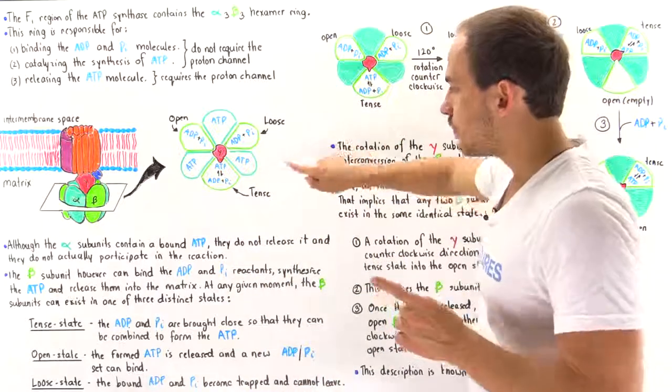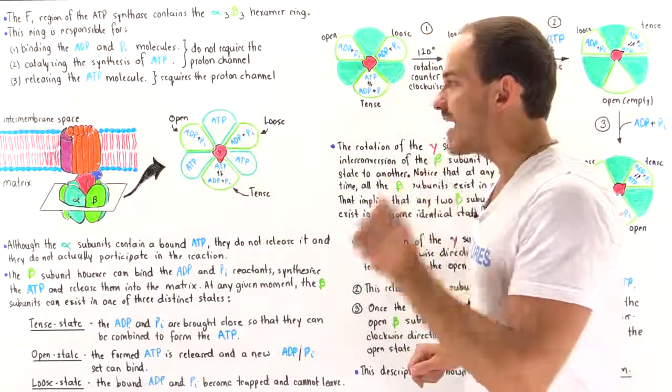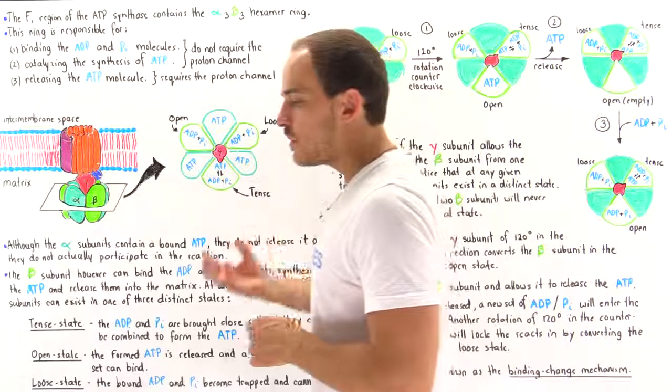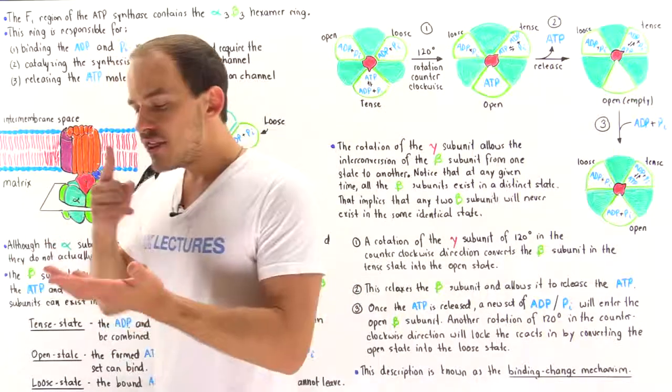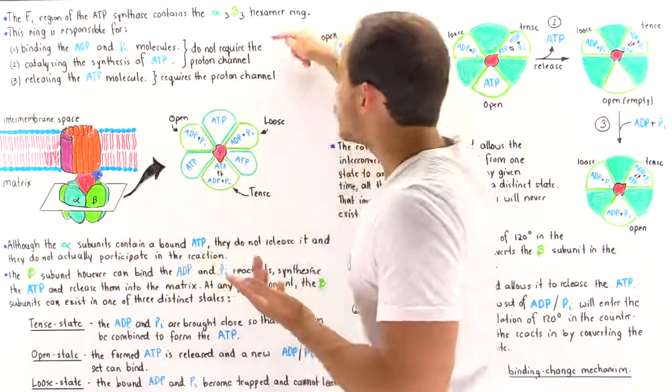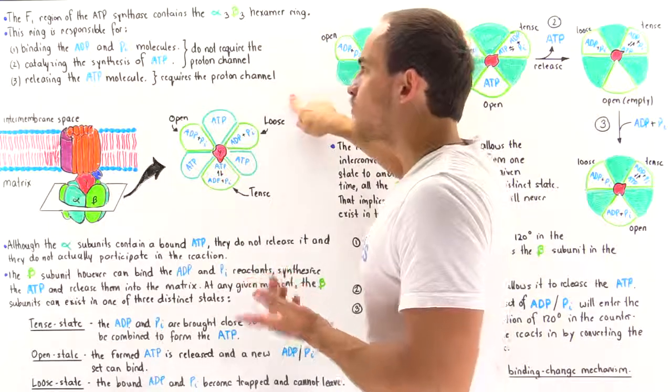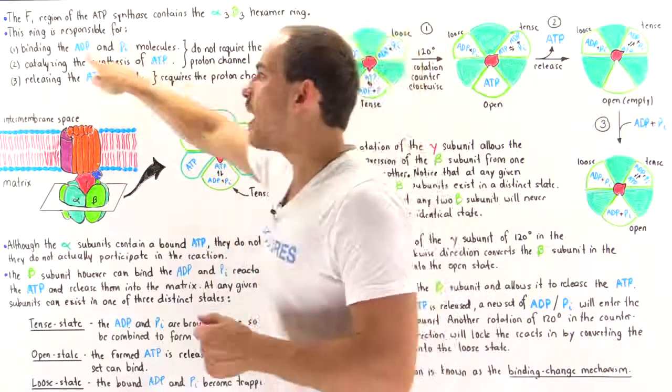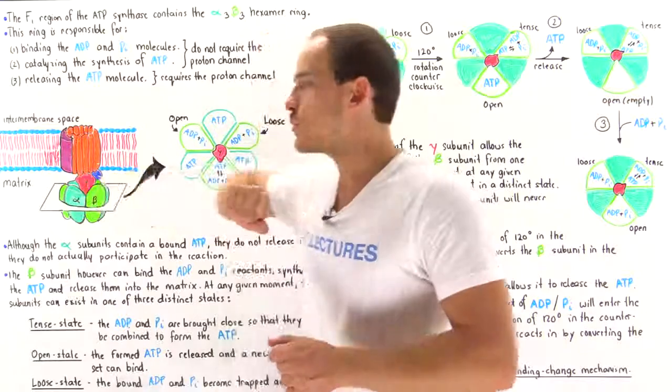On the other hand, the beta subunits are the ones that will play that catalytic role. They have the ability to undergo these three reactions. They're the ones that bind the ADP and orthophosphate reactants.